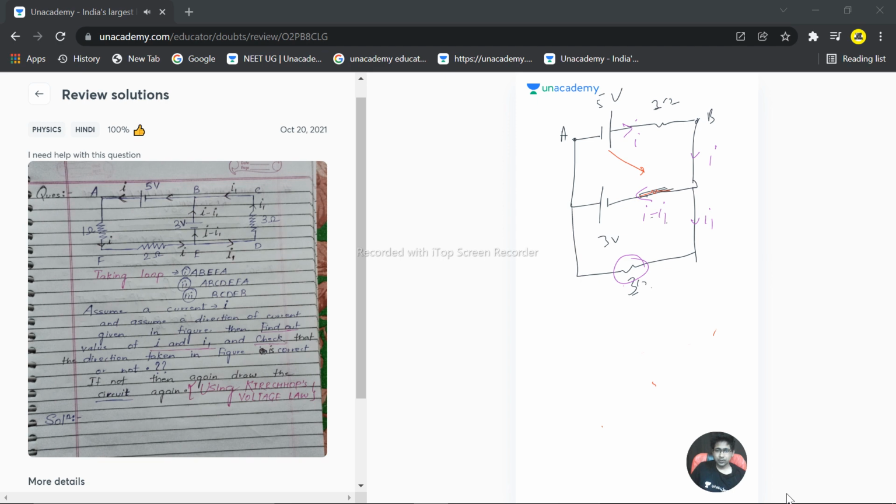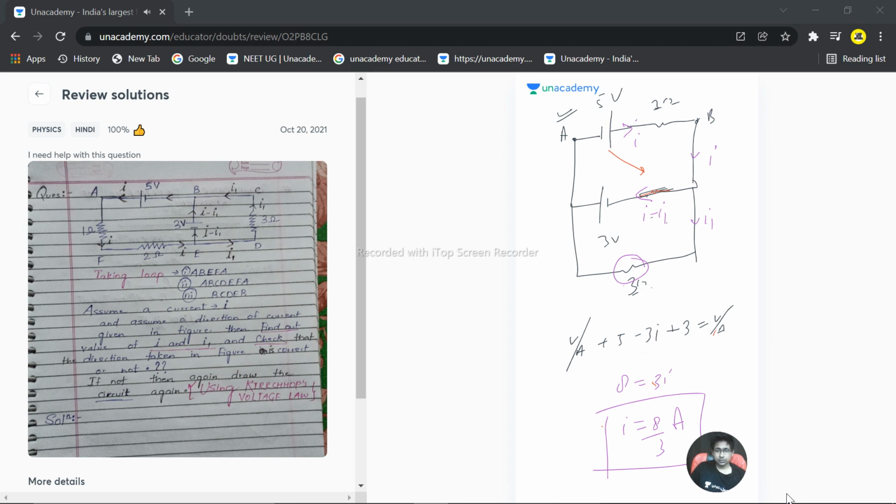I'm starting from point A itself. So VA plus 5 minus 3I, and plus 3 is equal to VA, correct? So this is coming out to be 5 and 3, 8, is equal to 3I. So I is simply 8 by 3 ampere. That is the value of I we are getting right now.